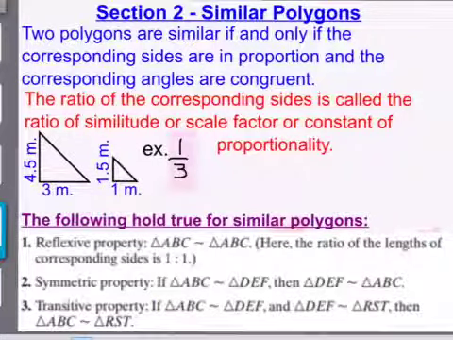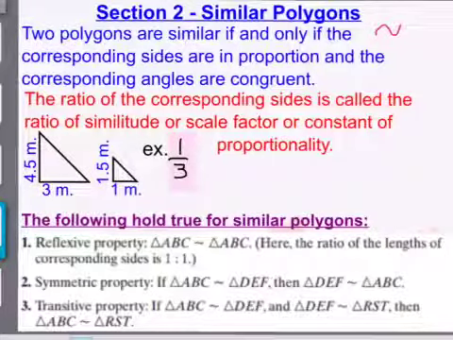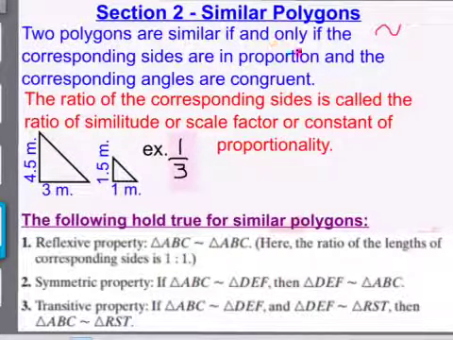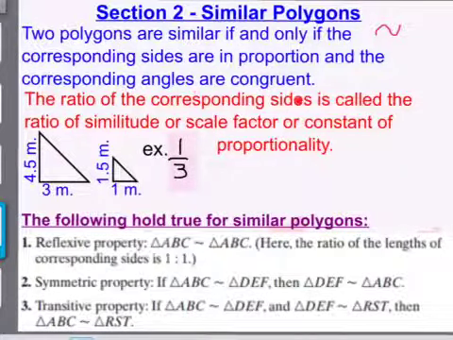Section 2, Similar Polygons. Two polygons are said to be similar, which we use this symbol for, if and only if the corresponding sides are in proportion and the corresponding angles are congruent. When we were talking about congruent triangles, we said that the corresponding sides were congruent and the corresponding angles were congruent. For similar, the angles still have to be congruent, but now the sides are just in proportion.